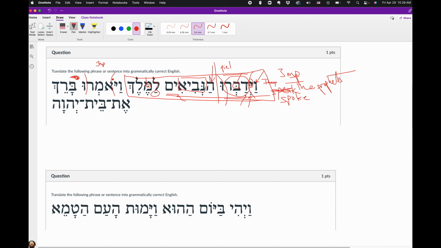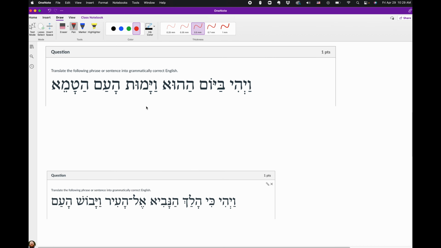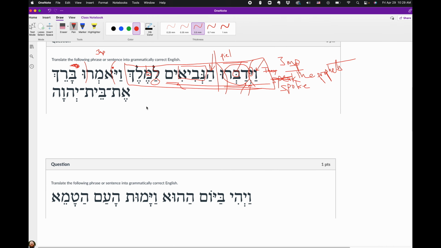So if you translate this as an infinitive, your sentence would basically be, the prophets spoke to the king, and they said to bless the house of the Lord. That works. So if that's how you translate it, I'm not going to count you off for it. But it seems like this was intended, especially when you look at the correct answer given in Canvas, which translates this as an imperative. So the forms would be identical. It's context that determines it for you, and sometimes context could go either way as well. Any questions about that one?